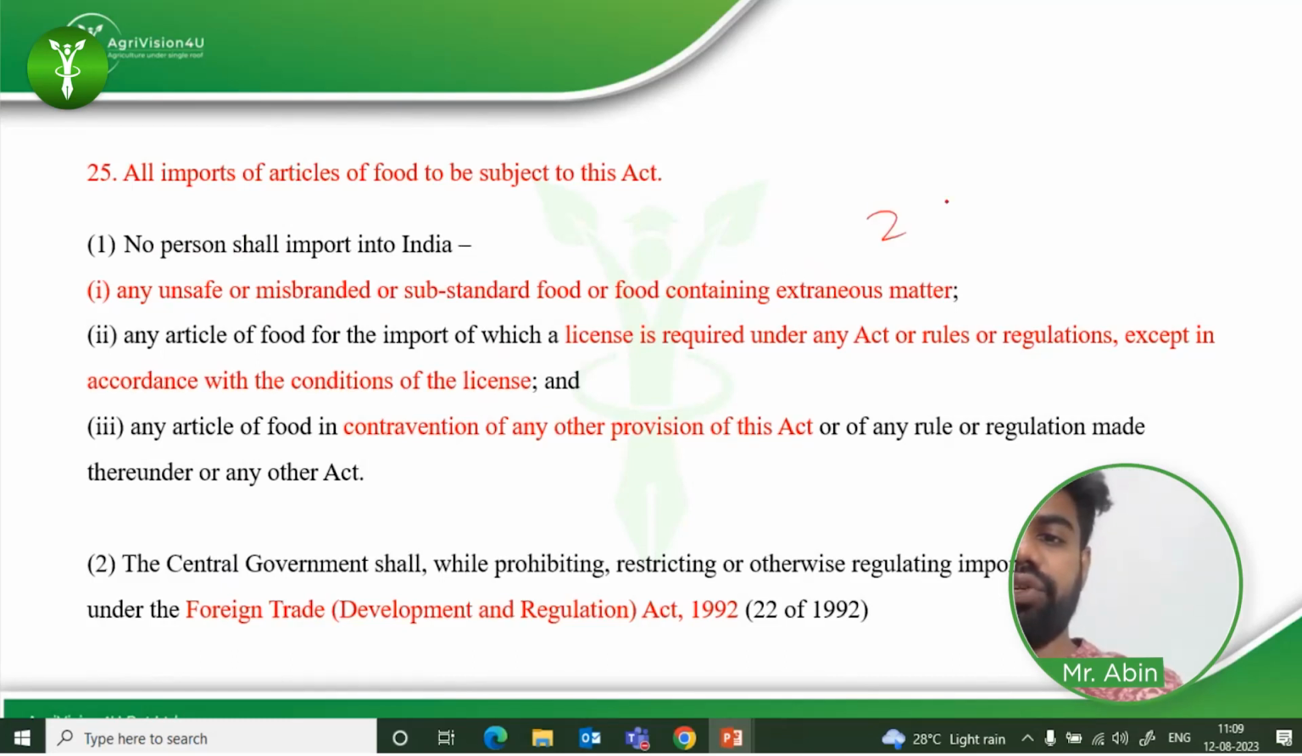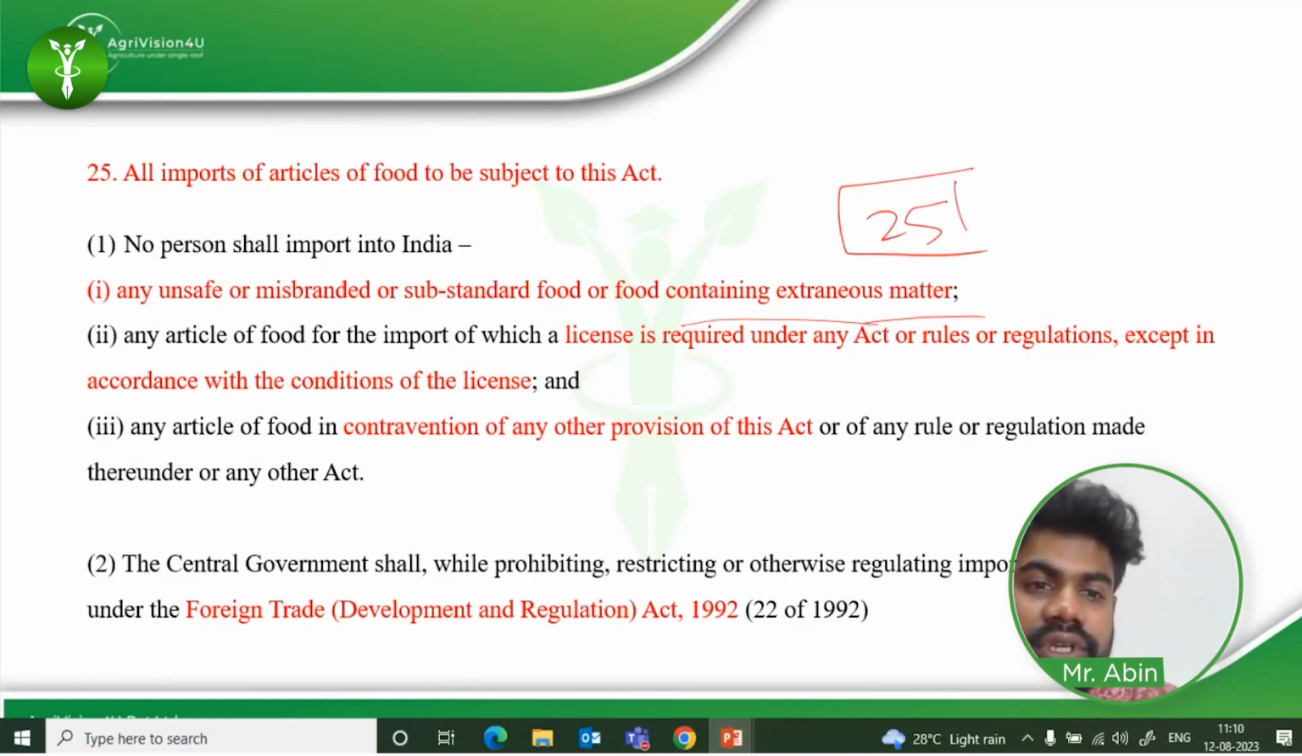Now, an important section is section 25, which is related to imports of articles of food. Under this, any unsafe, misbranded, or substandard food, or food containing extraneous matter, is prohibited. No person can import this into India. Also prohibited is any article of food for the import of which a license is required under any act, rules, or regulations, except in accordance with the conditions of license. So they are saying there is a need for a license, that is, an import license. An import license will be a central license. We will be seeing this further in the licensing and registration part also.